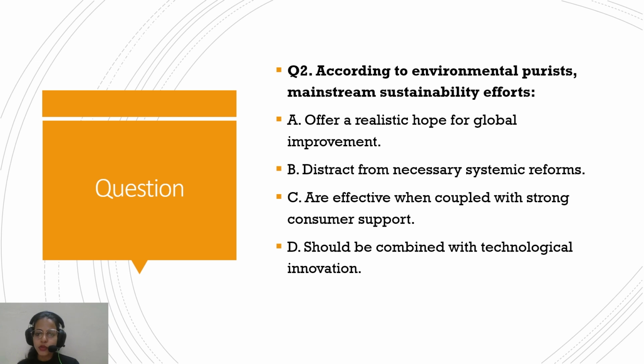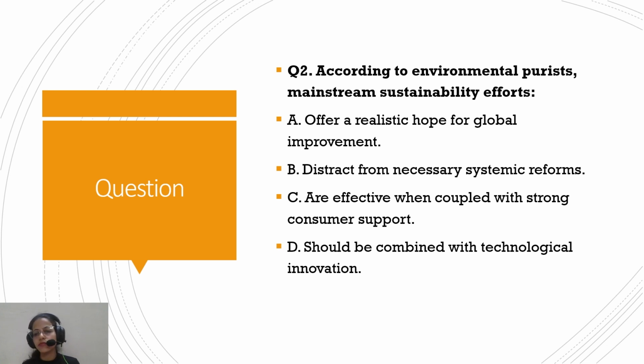According to environmental purists, mainstream sustainability efforts... Again, if you had taken a note of the point where environmental purists were introduced, you will know where to go back in the passage and see which option is correct. Option A, offer a realistic hope for global improvement. Option B, distract from necessary systemic reforms. Option C, they are effective when coupled with strong consumer support. Option D, should be combined with technological innovation.